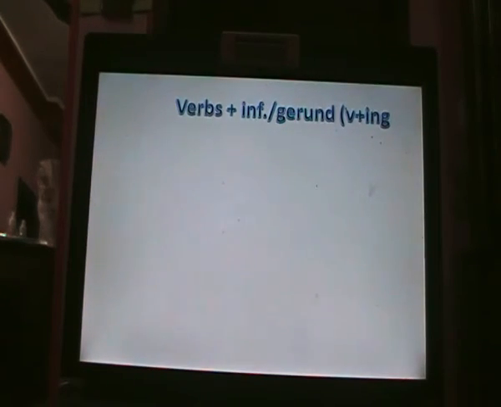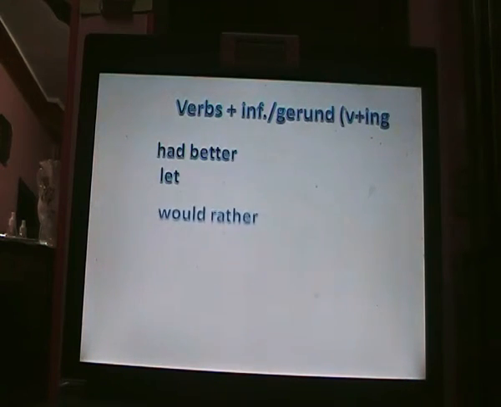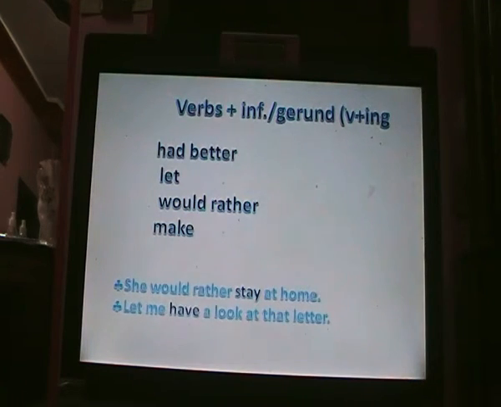Next, had better plus bare infinitive. Let, would rather and make. All these verbs take bare infinitive, infinitive without to. For example, "She'd rather stay at home." Would rather and then stay. "Let me have a look at that letter." So after let me, infinitive without to, have.